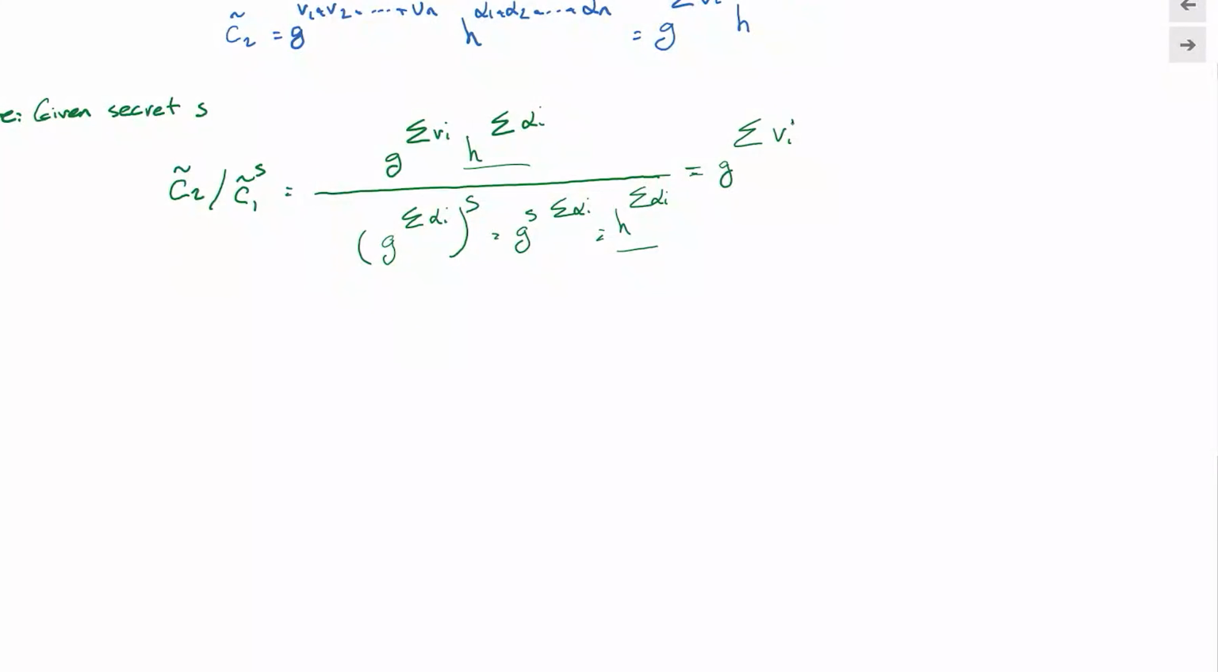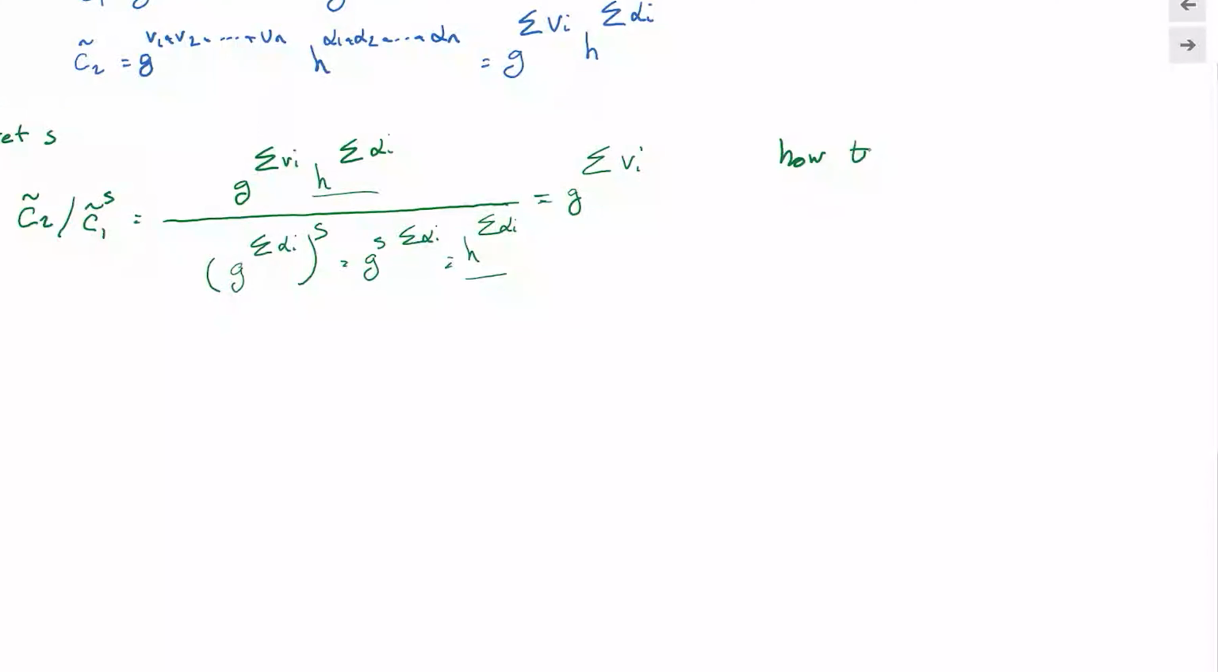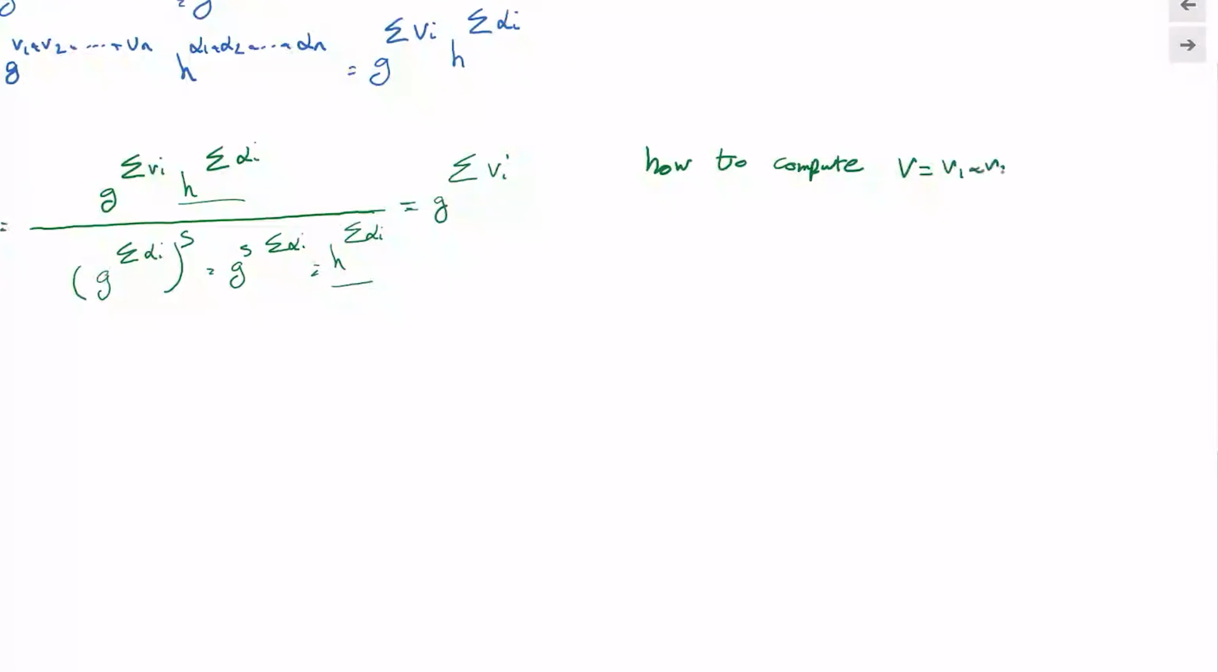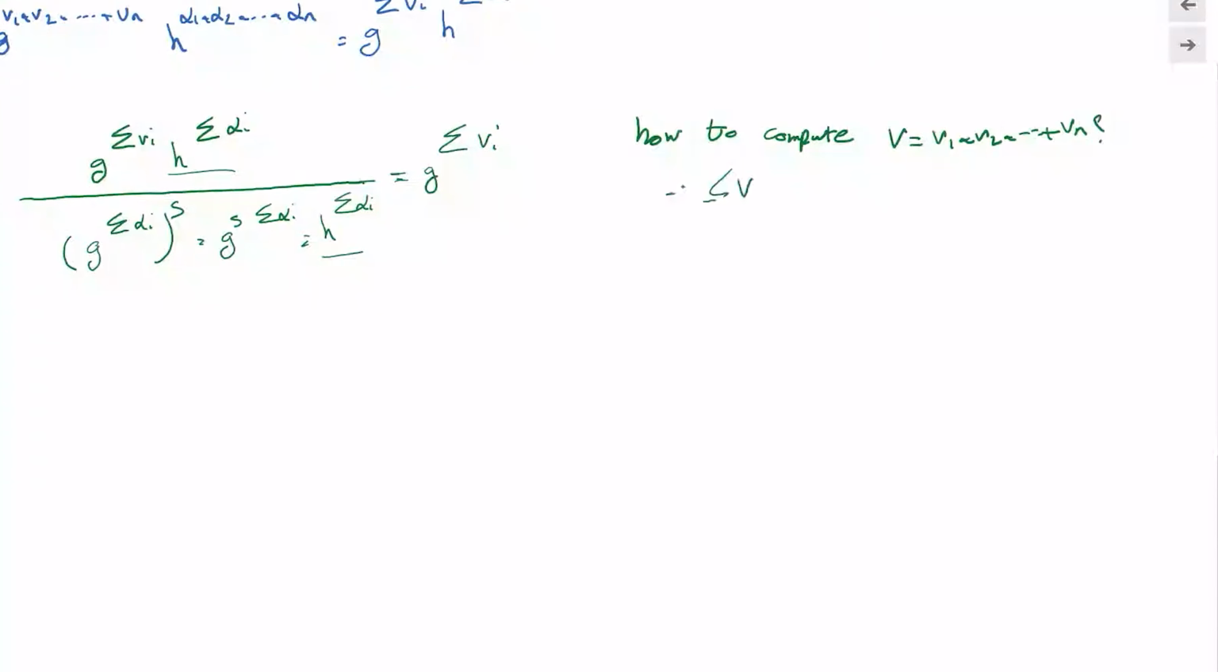So how to compute V, which is V1 plus V2 plus all the way to Vn. We know that V could be somewhere from minus M to M. If everybody says no, we would get minus M. If everybody says yes, we would get plus M.